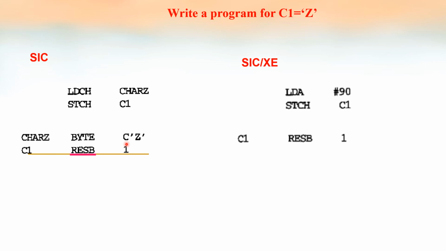Since it is a character, to identify that we have to prefix it with the letter C, then in single quotes Z. So this is a character constant. Then instead of LDA, we will be using LDCH, load accumulator with the character, CHARZ. CHARZ is the constant Z. So the constant Z value is loaded into the accumulator. Then that value is given to C1, that is the memory location C1. So this is how the one character is stored to the memory location C1.